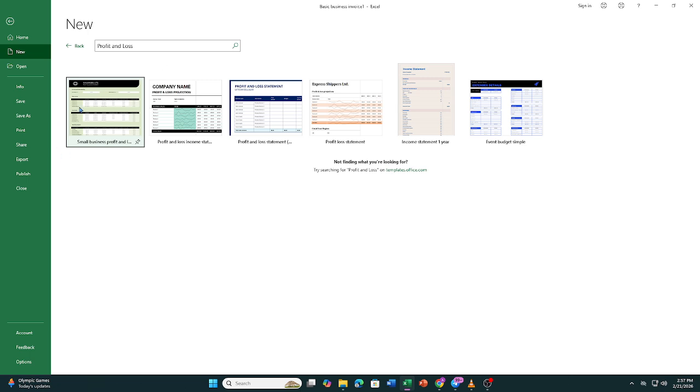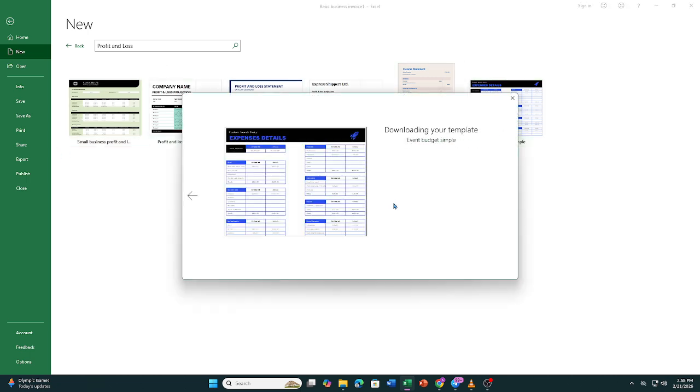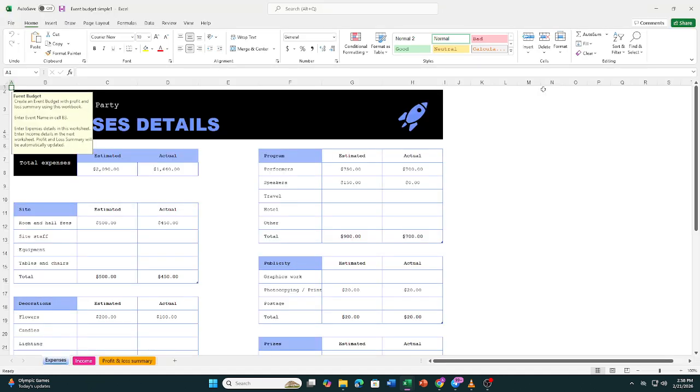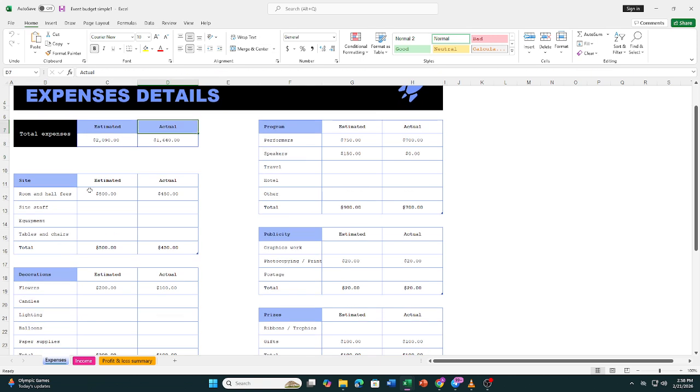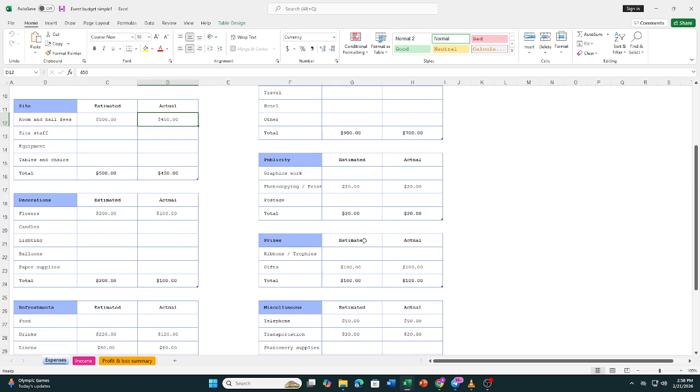First, open Microsoft Excel and start with a blank workbook. This keeps your financial statement fully customizable. Next, build the basic layout. In the first column, type sections like revenue, cost of goods sold, gross profit, expenses, and net profit. This structure forms your profit and loss statement.